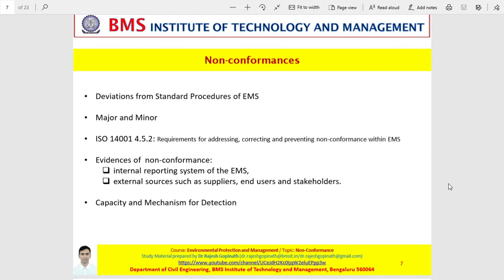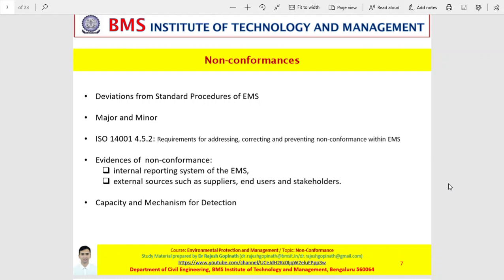So basically what is it that we are dealing with? We are dealing with ISO 14001, wherein clause 4.5.2 addresses, corrects and prevents any non-conformances which can exist within EMS. Therefore, whenever an EMS audit is being carried out, non-conformance will be an essential criterion to look for, to understand whether EMS is properly followed and whether EMS certification should be bestowed upon this company.